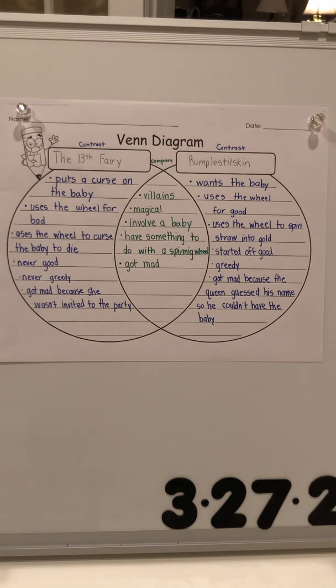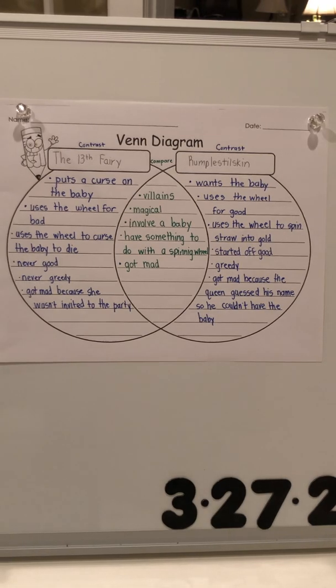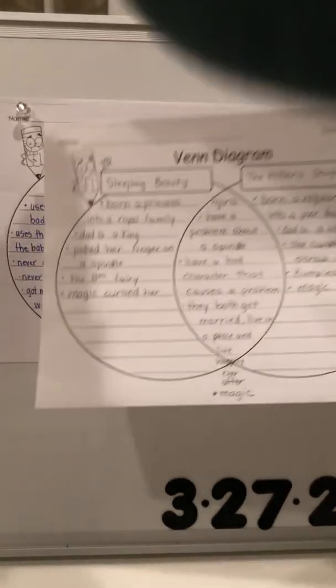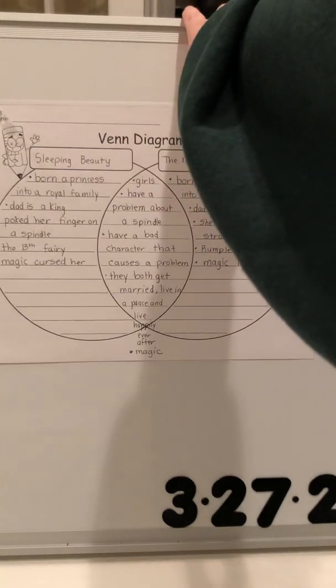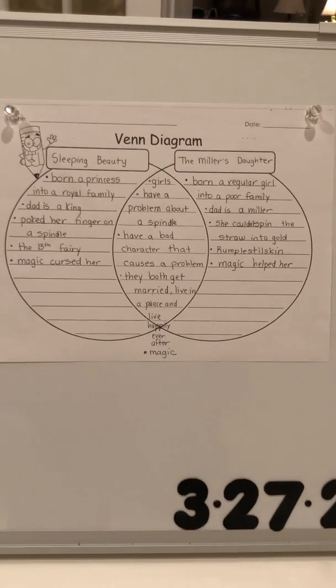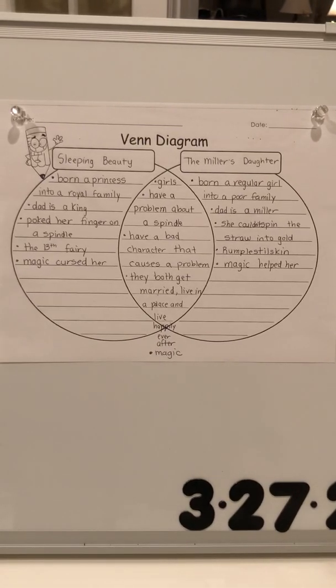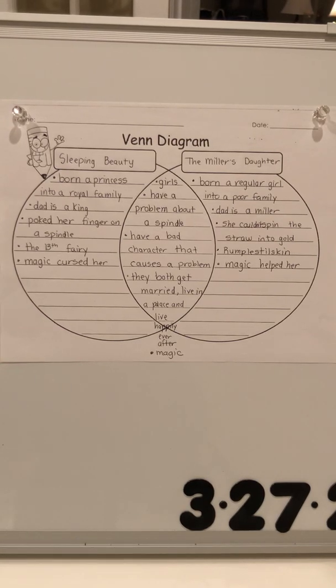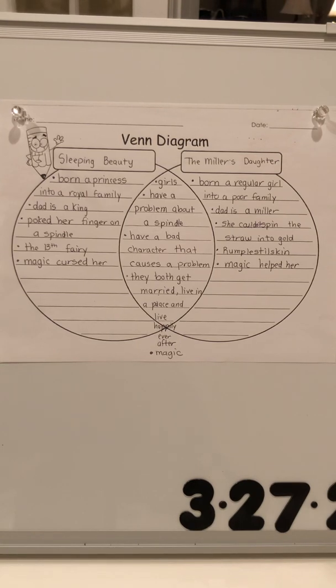Now, if you didn't do the evil characters, you might have done the good characters. So I'm going to put up the next one. Now this Venn diagram compares and contrasts the good characters in the stories. Sleeping Beauty was a good character, and the miller's daughter was a good character. And they have a lot of similarities. So the first similarity is that, of course, they're both girls, but they have differences between them.